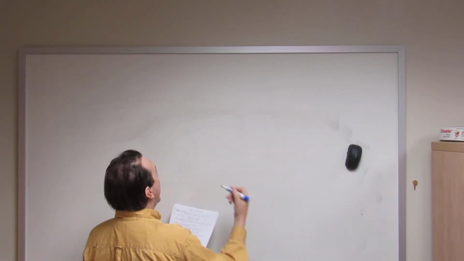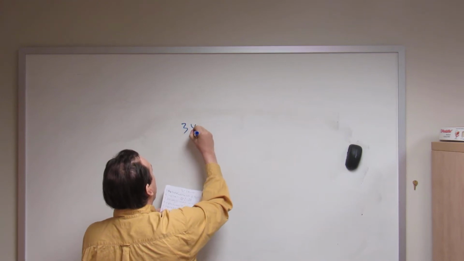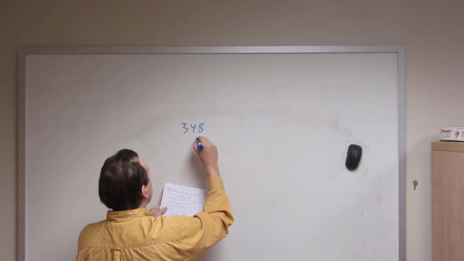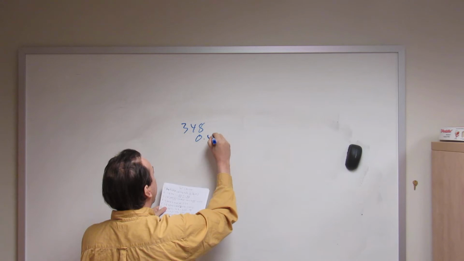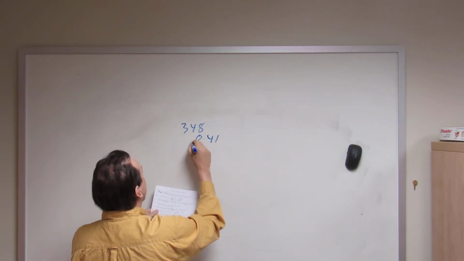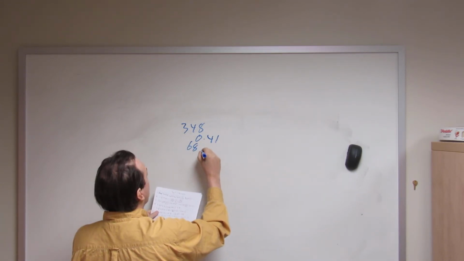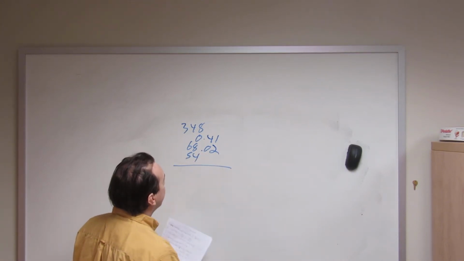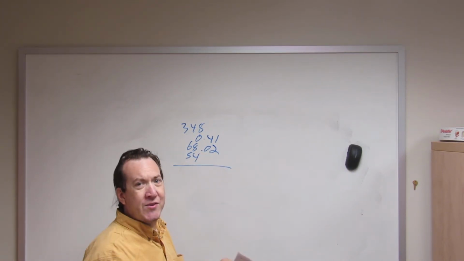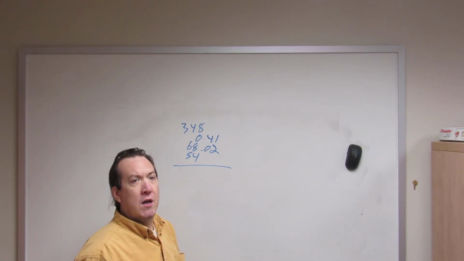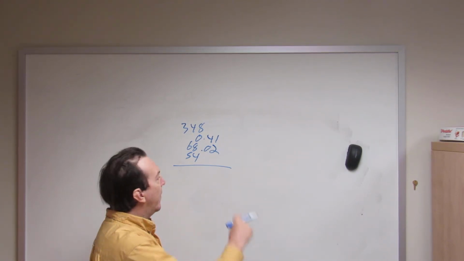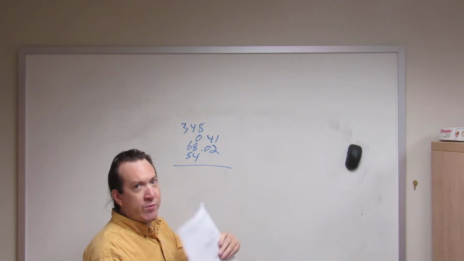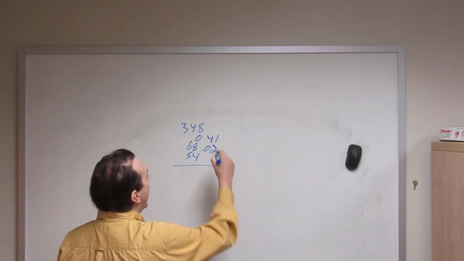Next, if you have to add a bunch of numbers, 348 plus 0.41 plus 68.02 plus 54. On the test, they're probably going to be horizontal, side by side, so just put them vertically. It makes it easier to add.